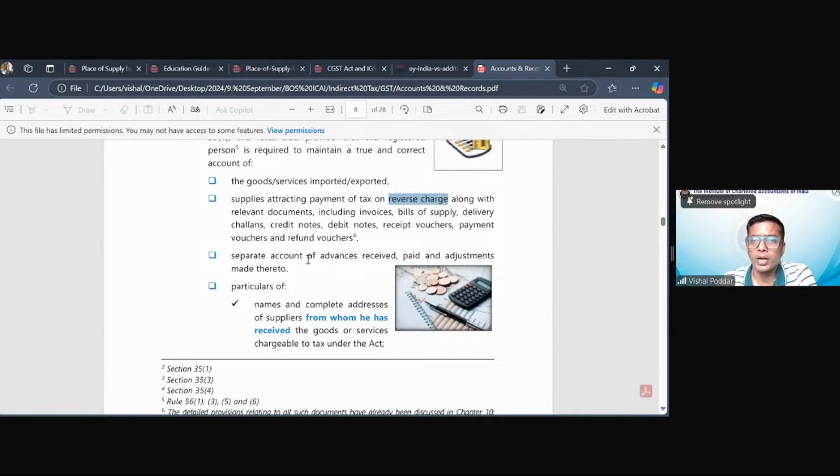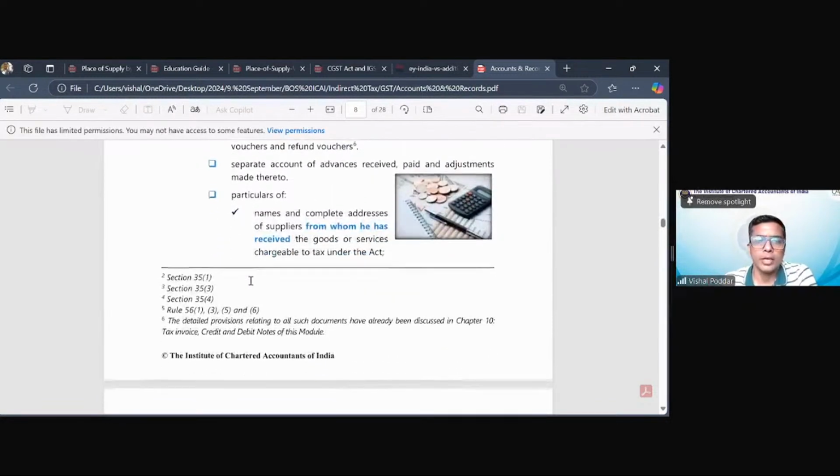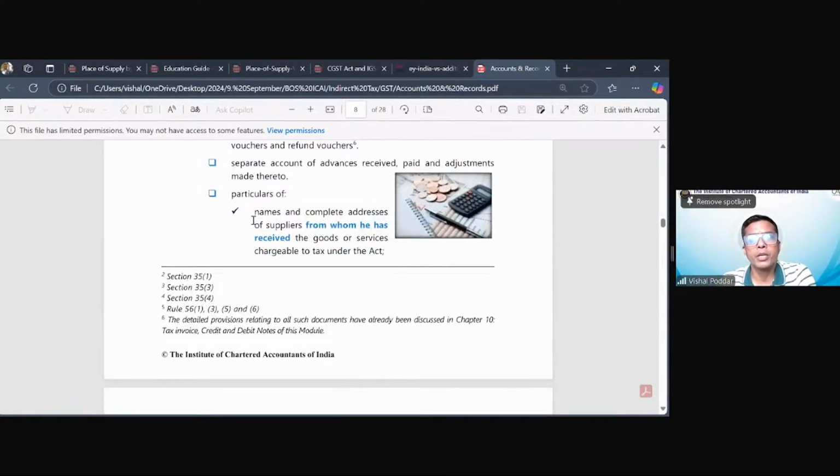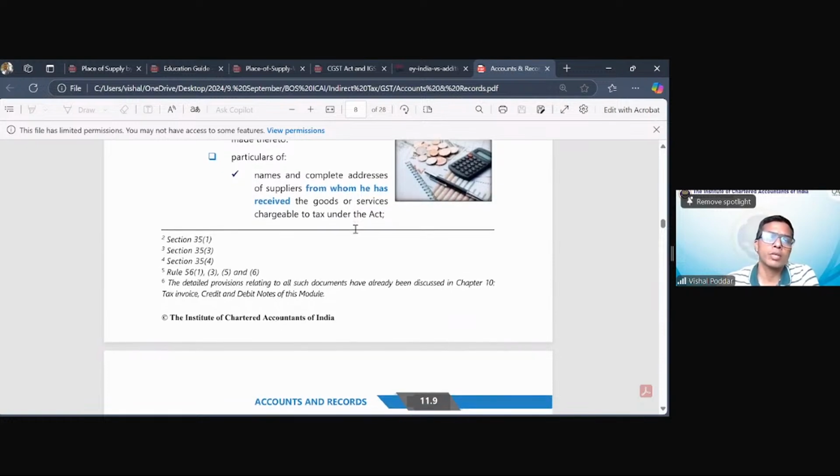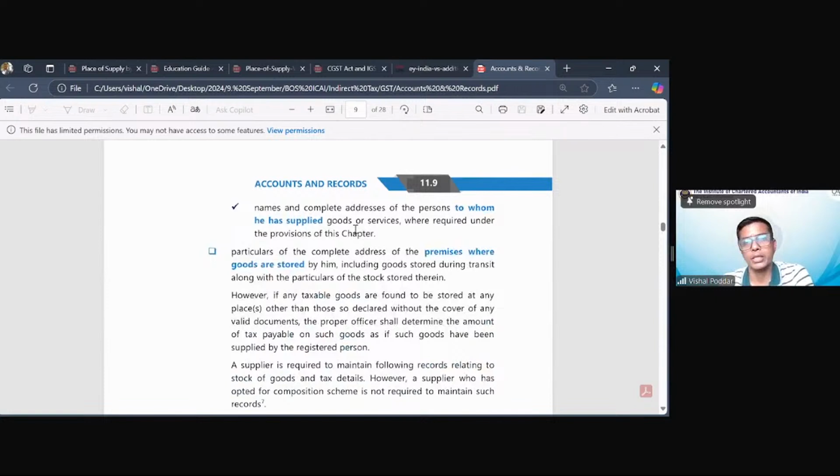Next, a separate account of advances received, paid, and adjustments made thereof. Then particulars of names and complete addresses of suppliers from whom he has received the goods or services chargeable to tax. In short, details of all your suppliers and vendors. Names and complete addresses of the persons to whom he has supplied. So details of all your customers.